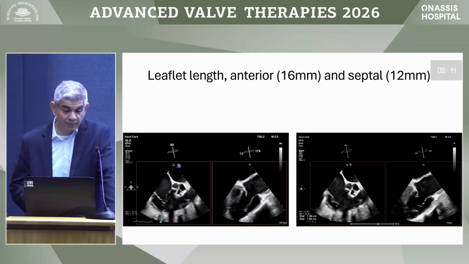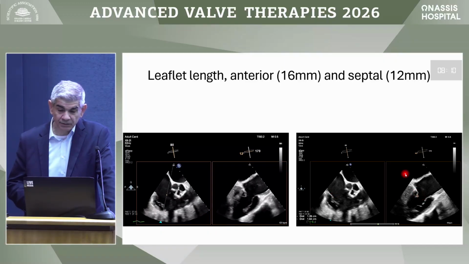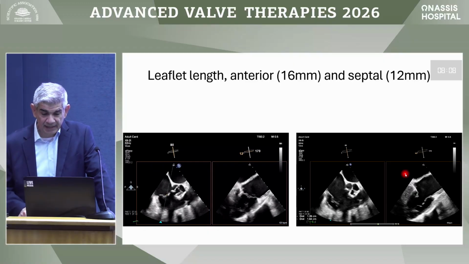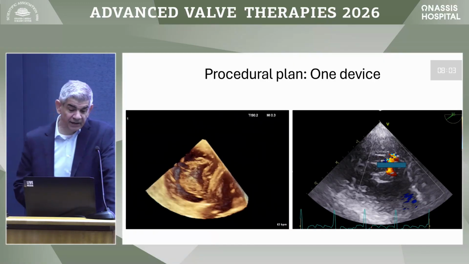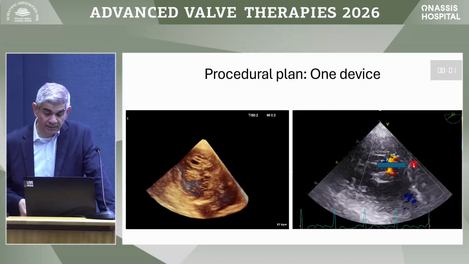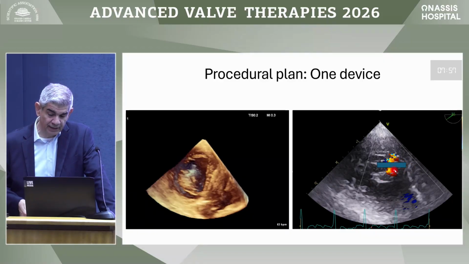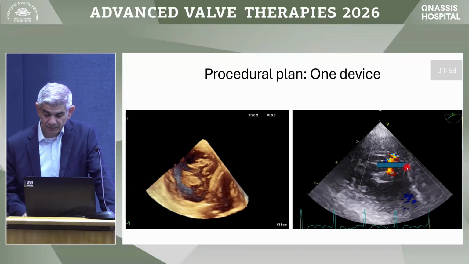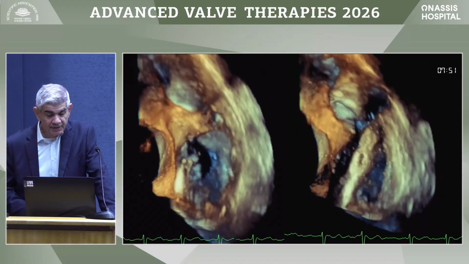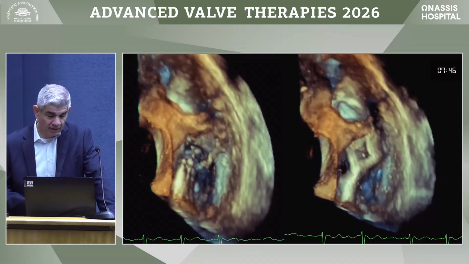And when we scan from a mid-esophageal view, we can assess the leaflet lengths, in particular the septal and the lateral leaflet areas. Our plan here would be for one device, in particular maybe a 3-9 configuration for septal-posterior, or we might opt for a 2-8 configuration if we go for septal-anterior, but something in the middle, not deep in the commissures.